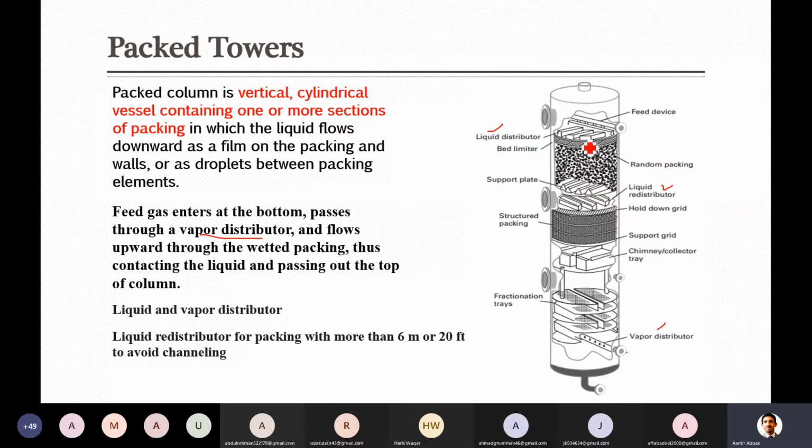What will happen here is, after some packing, for example after 20 feet, 22 feet, you just collect the liquid by installing some structure, and after that the liquid will be redistributed again. Those redistributors are installed and so on. So due to this, when you see large packed columns, there are various stages of the bed.